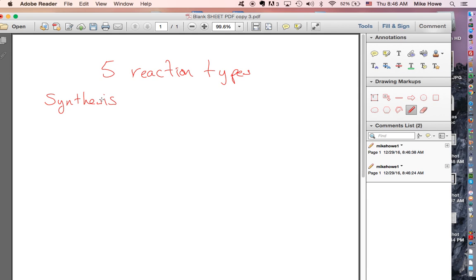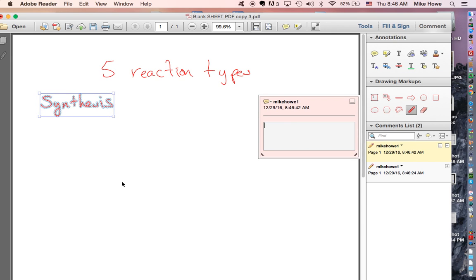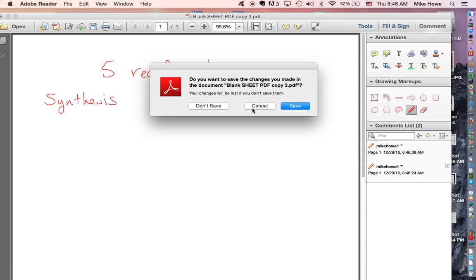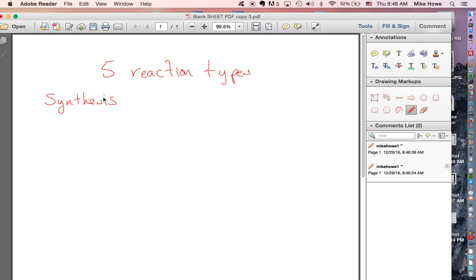So what does a synthesis reaction mean? Synthesis, of course, means to make something. Like in music, a synthesizer is something that creates a sound or something. A synthesis is a creation. To synthesize means to bring together.